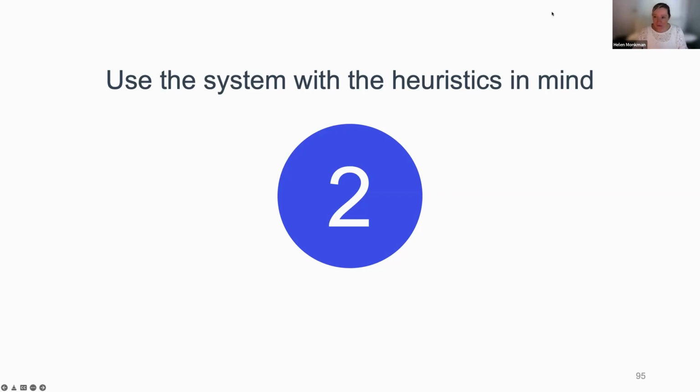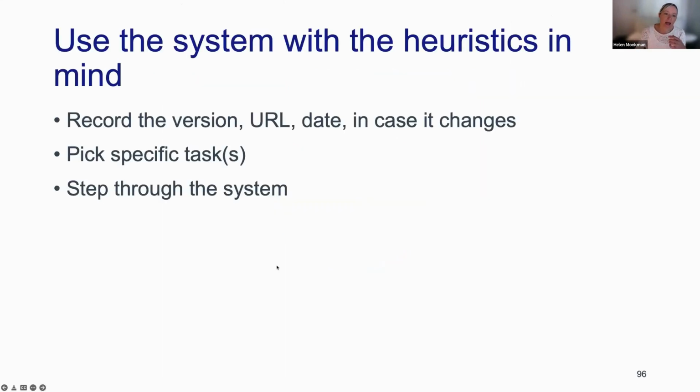And so if you were going to do this, now that you're familiar with these heuristics, I would want you to use the system with the heuristics in mind. So you would say, okay, I want to know how many people got vaccinated in the US last week, or whatever your question is, but that's your task that you're trying to accomplish. And it's always important to record the version and the URL and the date that you're doing it, because oftentimes we have revisions where things will get newer and better, hopefully. And then pick your specific tasks. Again, you want these to align with what users would be doing with your dashboard, ideally.